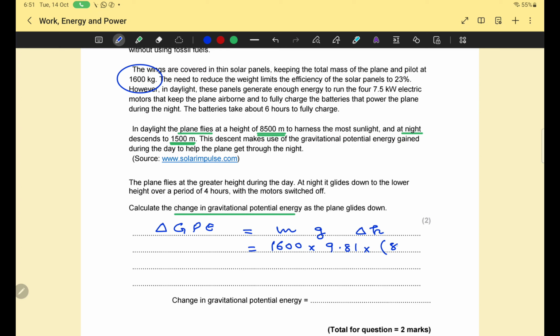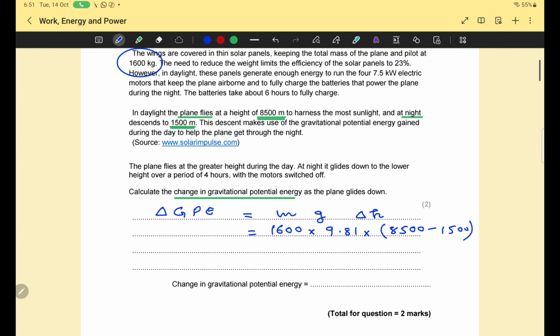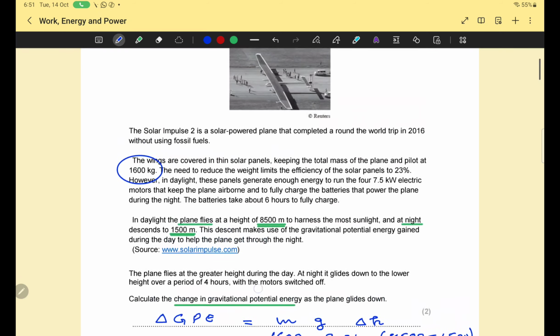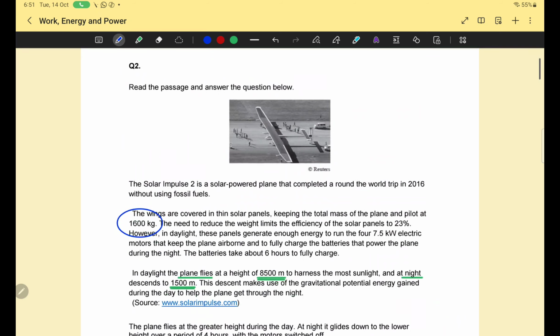Height change: at day time it is 8500, at night time it is at a height of 1500, and if you solve these two numbers then you can calculate change in gravitational potential energy, and it is 1.1 exponent 8 joule, it is 1.1 exponent 8 joule. So the question is very simple, they have written a very long story.